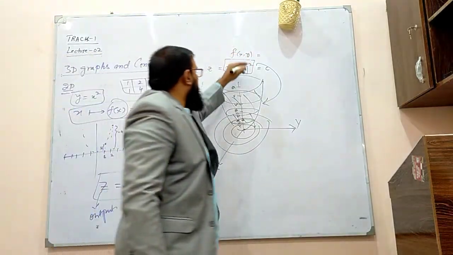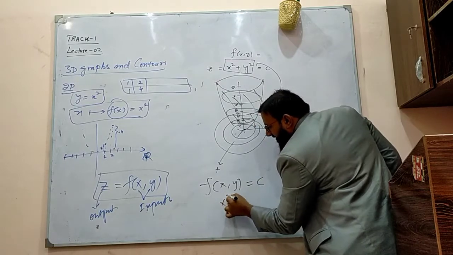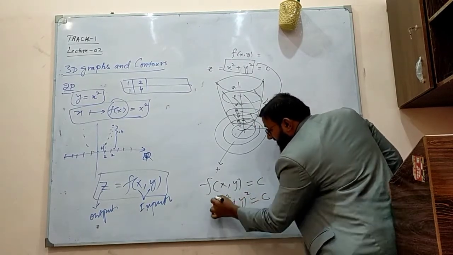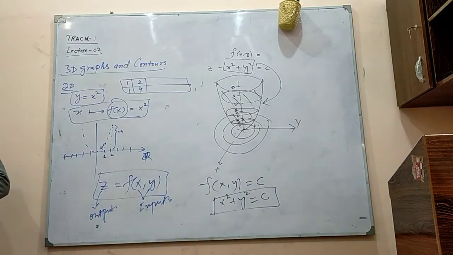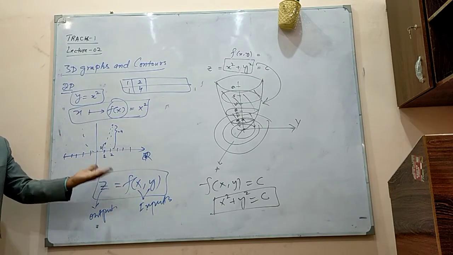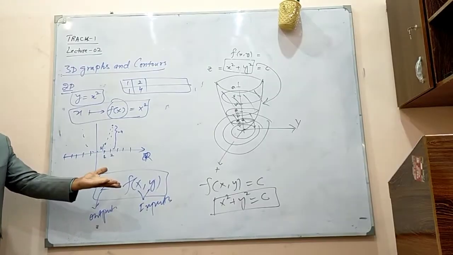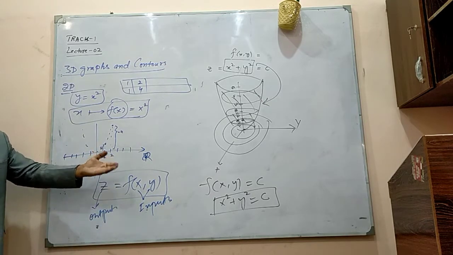Then this particular thing, what we call f of x comma y equals c, becomes x square plus y square equals c. What does this equation represent? X square plus y square equals c. A family of circles whose center is at the origin with different radii.